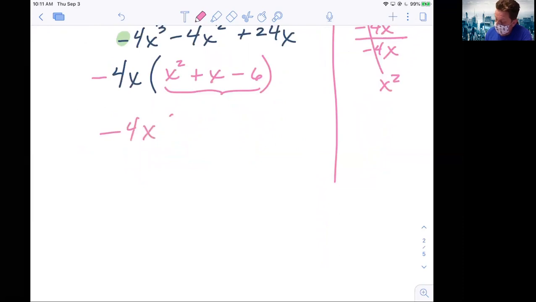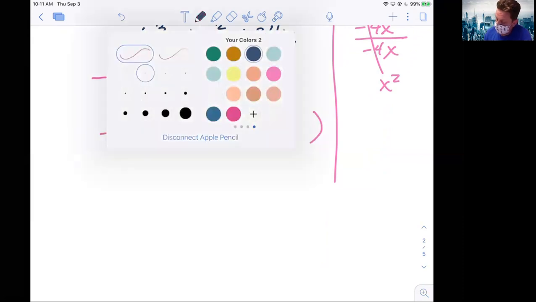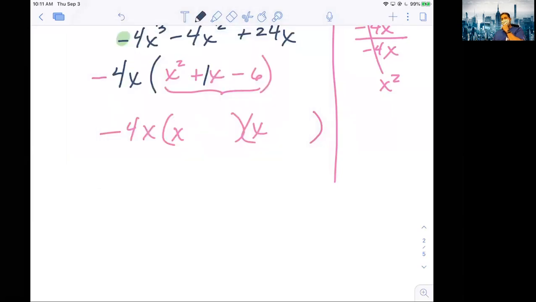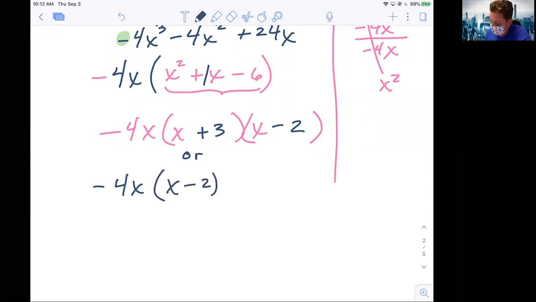Well, let's see. I'm going to put my receptacles in place. The first one would have to be an X and an X. And now, of course, the target product is negative 6, and the target sum is implied to be a 1. So are there two numbers that multiply to give you negative 6 that add up to positive 1? Yep, 3 and negative 2. So either plus 3 minus 2, or you could write it as negative 4x, x minus 2, x plus 3. Either one of those. Now it's completely factored.